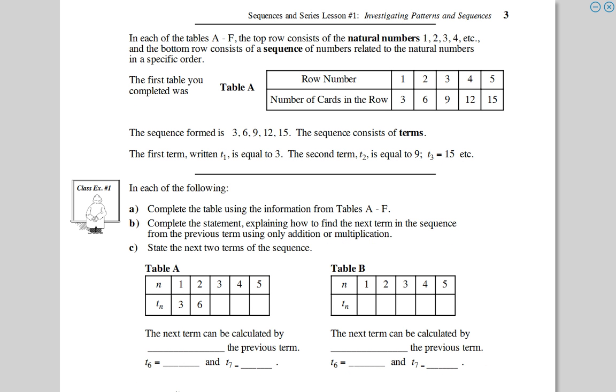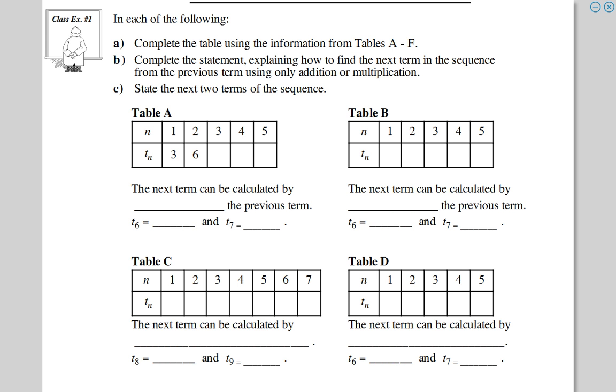Okay, so it looks like we're going to start from page 3. Class example number 1. All right, so in each of the following, complete the table using the information from the tables. For B, we want to complete the statement explaining how to find the next term in the sequence from the previous term using only addition or multiplication, and then we're going to state the next two terms of the sequence.